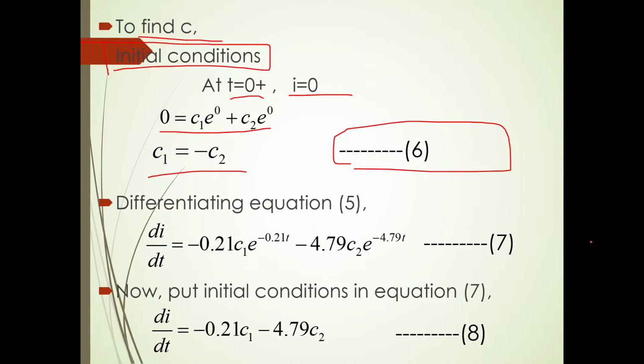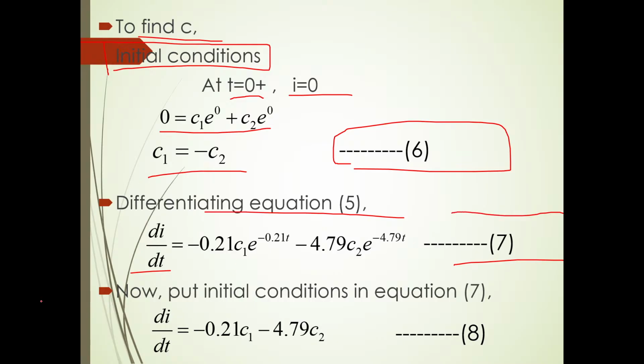Now once again go to your equation number 5 and differentiate it with respect to time. If you differentiate equation number 5 with respect to time, you will get minus 0.21 C1 e to the power of minus 0.21 t minus 4.79 C2 e to the power of minus 4.79 t. Consider it as equation number 7.